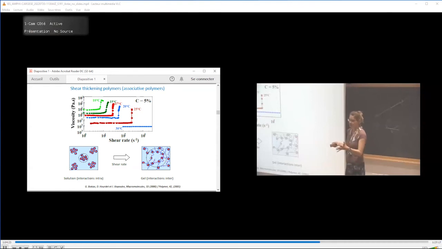And other things that can lead to shear thickening are the shear thickening that you have in granular systems or in colloidal systems, which are often linked to some kind of jamming that is induced. And I hope you will hear more about that in another lecture.